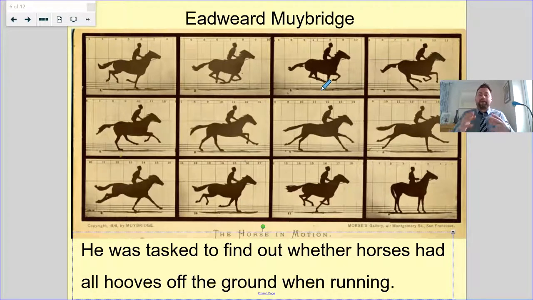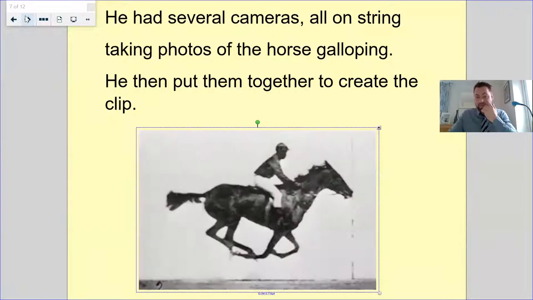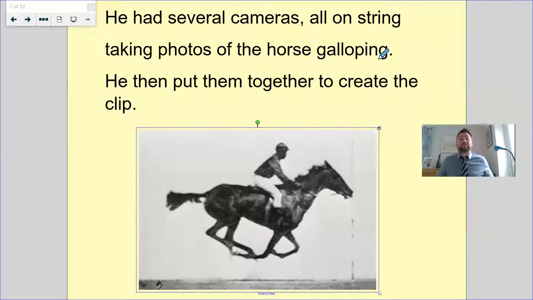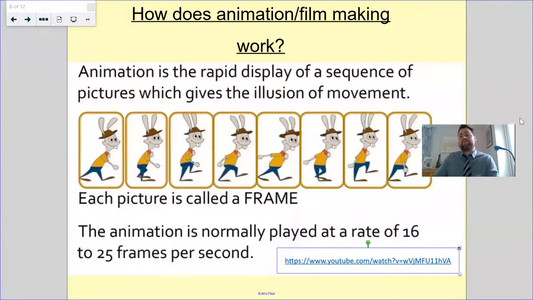And even though this was more for science, these pictures became very famous, and the work he did became very, very important for those who wanted to make films and make moving pictures, because here was someone who was actually able to do it. And that process of taking pictures and then putting them together to make a moving picture is what we still use today. So filmmaking and animation, let's now move on to present day.